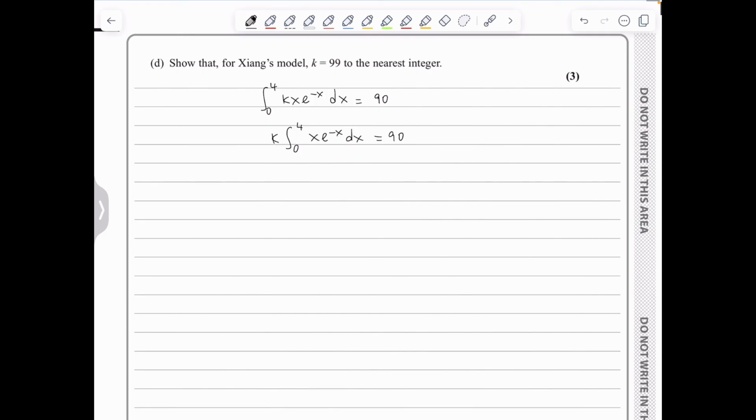And I will now use the established results. So we've got k, and we've got 1 minus the n plus 1, and in our case the n is 4. So 4 plus 1 e to the minus n, so e to the minus 4, is equal to 90. So we get that k is equal to 90 over 1 minus the 4 plus 1 e to the minus 4, which gives an answer of 99.0729, which gives 99 to the nearest integer as required.